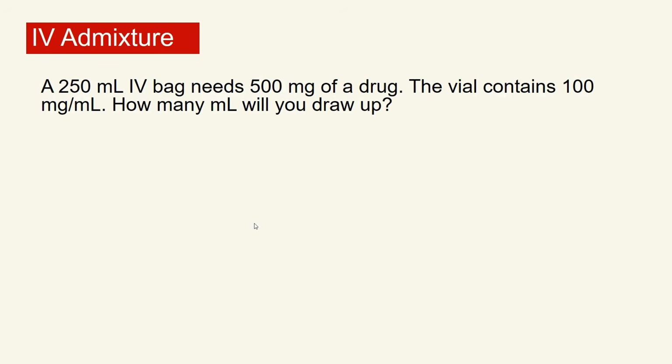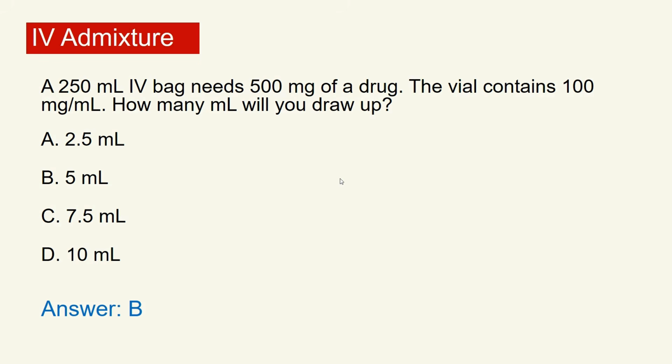Next question. A 250 mL IV bag needs 500 milligrams of drug, and the drug comes in a vial containing 100 milligrams per mL. So how many mL will you draw to get 500 milligrams? I know it sounds pretty straightforward. Here are the options: A, 2.5 mL, B, 5 mL, C, 7.5 mL, and D, 10 mL. The correct answer is 5 milliliters.